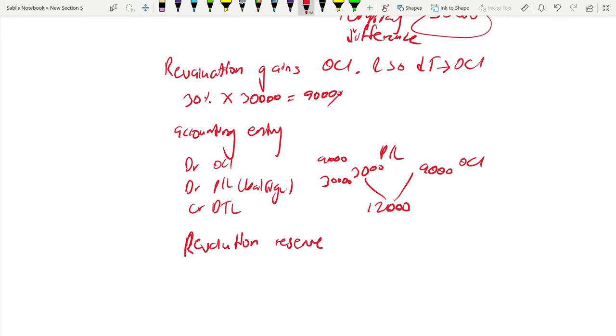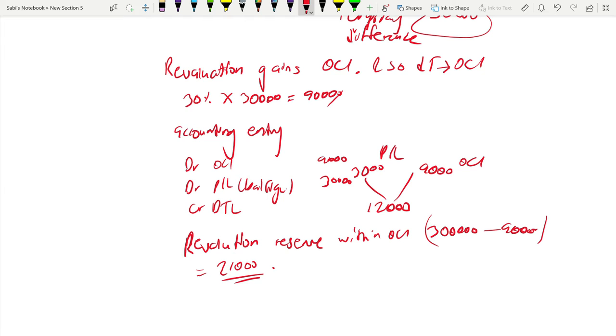How much will be there in the revaluation reserve, within other components of equity? See, how much is the gain? The revaluation gain is 30,000. Out of that 30,000, you have to deduct tax. How much was the tax? 9,000. So what is the balance? The balance will now be 21,000. Many of you might forget or not even think about this. If you don't include it, you might lose one mark, but if you include it, you get the full marks.